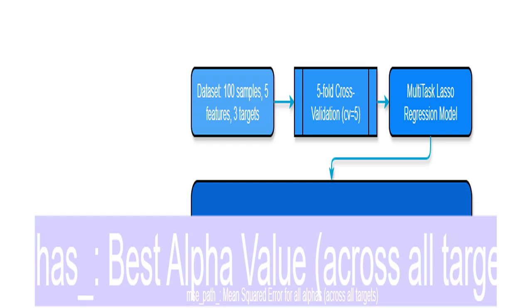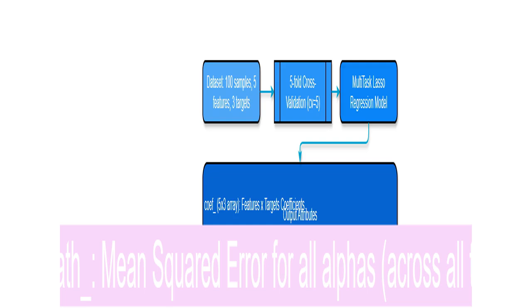The alpha_ attribute will hold the single best regularization strength that MultiTaskLassoCV found across all the target variables during cross-validation. This is the single optimal alpha value after comparing the performance of all different alpha values tested. This attribute will store the mean squared error calculated during cross-validation. I'll have an error value for each alpha value and each target. This lets me see how my model performs with different levels of regularization.